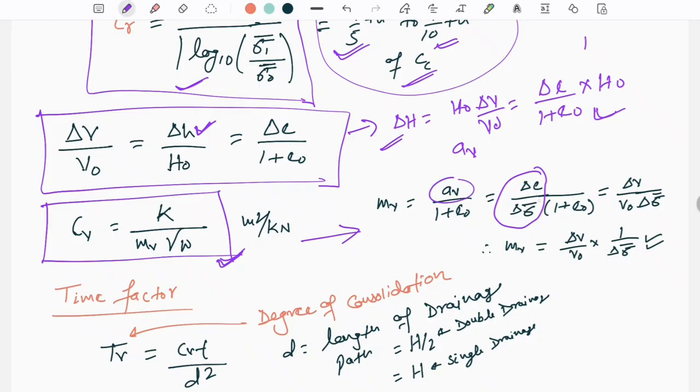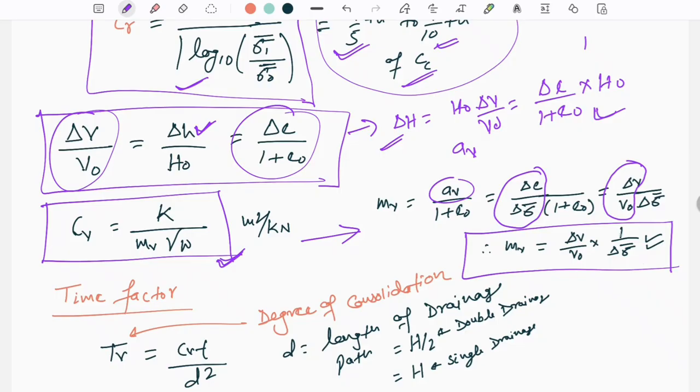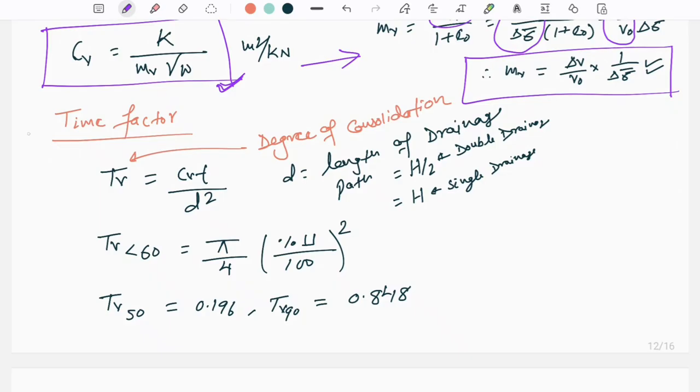Again you can write del E upon del sigma, so del E upon del sigma divided by 1 plus E naught. So del E upon 1 plus E naught, this is nothing but del V upon V naught. So just write del V upon V naught here, and the final expression is mv is equal to del V upon V naught into 1 upon del sigma bar. Okay. Now come to the next.